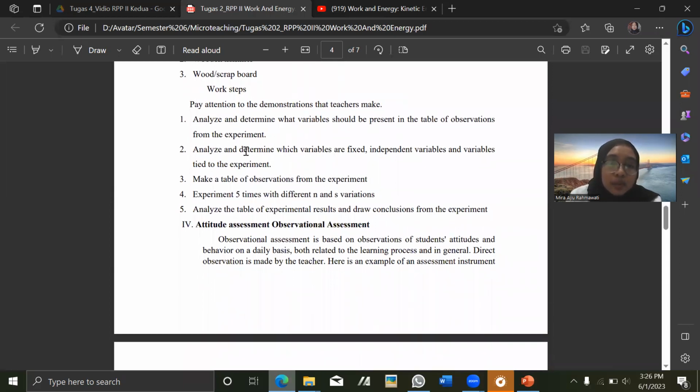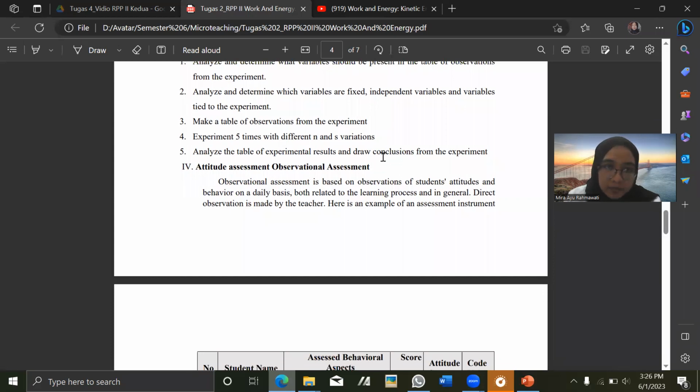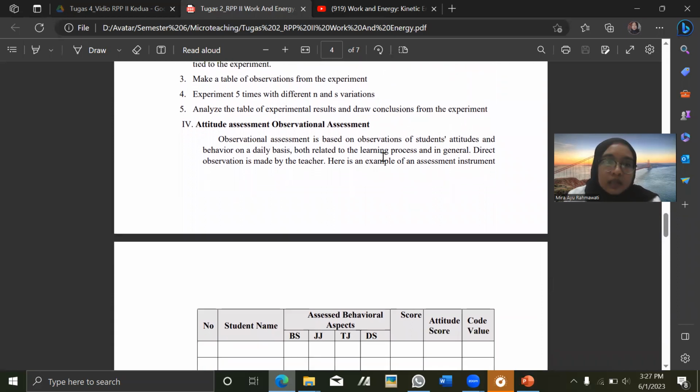One, analyze and determine what variables will be present in the table of observation from the experiment. Number two, analyze and determine which variables are fixed, independent variable, and dependent variable in the experiment. Number three, make a table of observation from the experiment. Number four, experiment 5 times with different N and S variation. And the last, analyze the table of experiment results and draw a conclusion from the experiments.